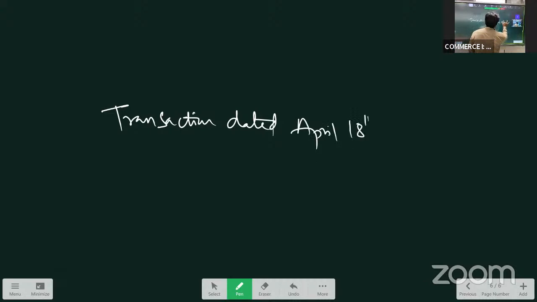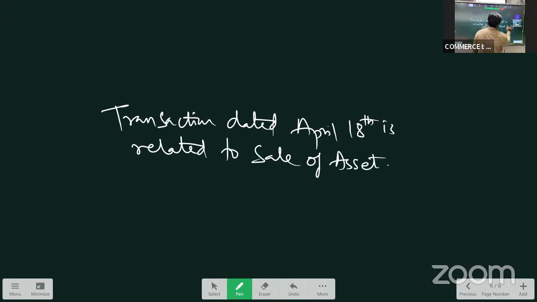Transaction dated April 18 is related to sale of asset, hence it is not recorded in sales book.